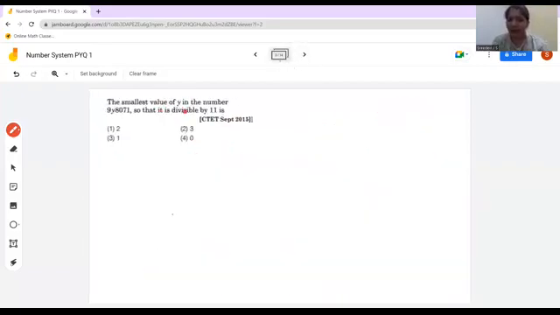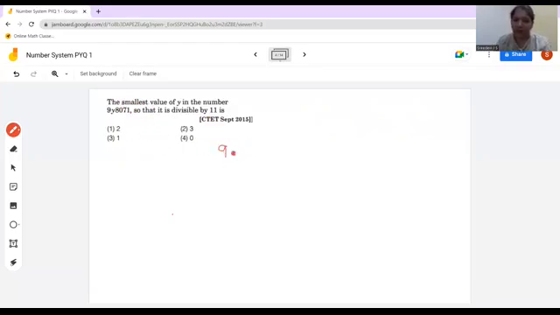The smallest value of y in the number 9y8071 so that it is divisible by 11. If a number has to be divisible by 11, as I have already said in my video related to tests of divisibility, we have to add the odd place digits, add the even place digits, and subtract them and check the answer. The answer can be 0 or a multiple of 11. So let us go with that.